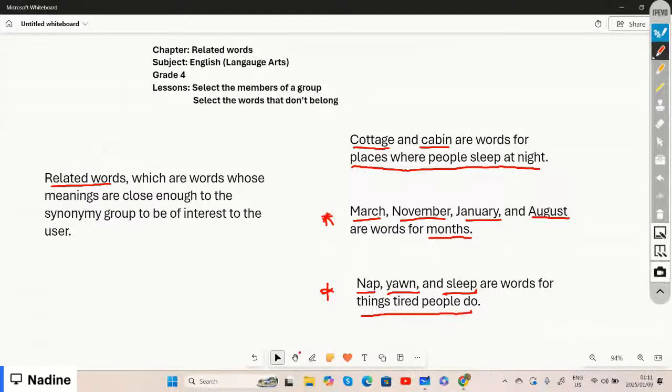The members of the group for words of months of the year are any of the 12 months of the year. If we were even to get the days of the week, then any of the 7 days of the week can also be members of that specific group.